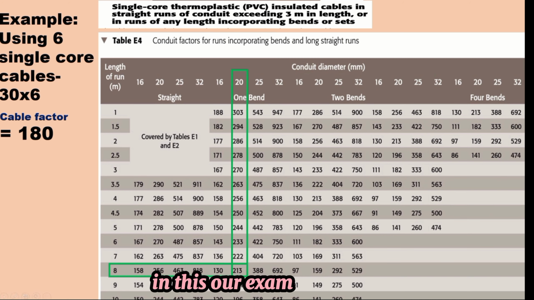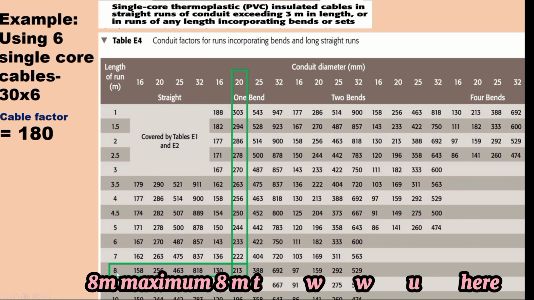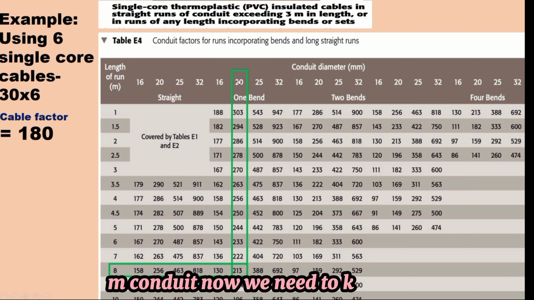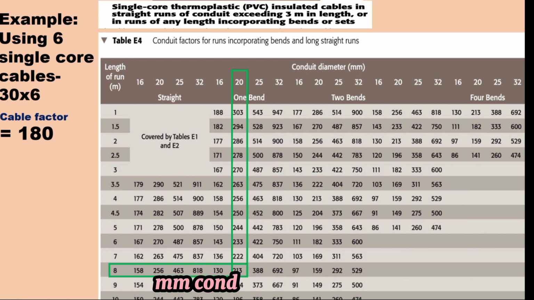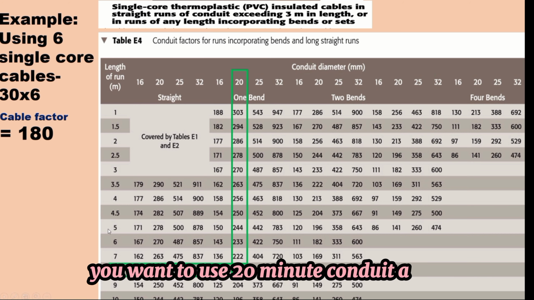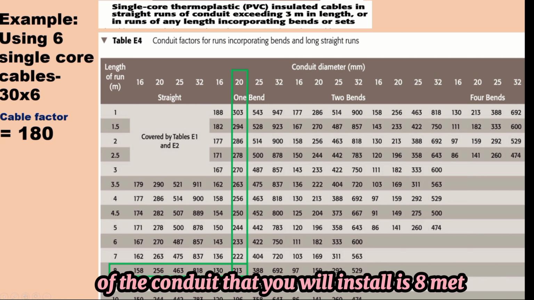In our example, we'll say our length of run of our conduit is 8 meters maximum. That's what we're using here in our example. And we'll say we want to install 20 mm conduit. Now we need to know, will 20 mm conduit work for us? Well, follow me along. You want to use 20 mm conduit, and the length of the run of the conduit that you install is 8 meters.